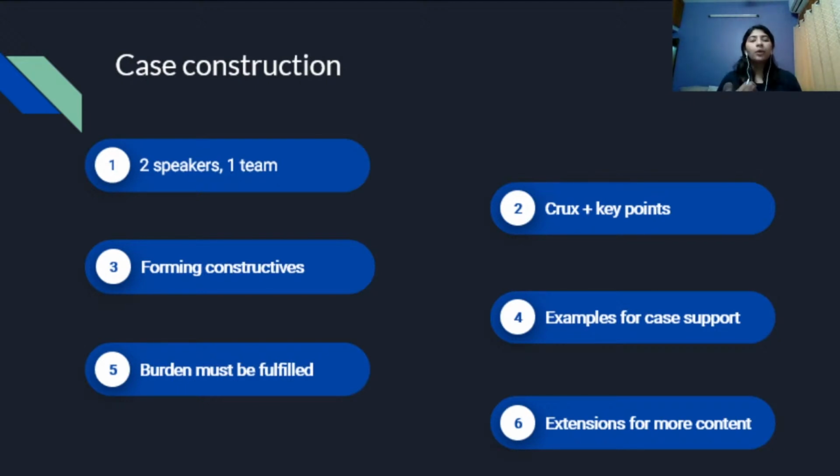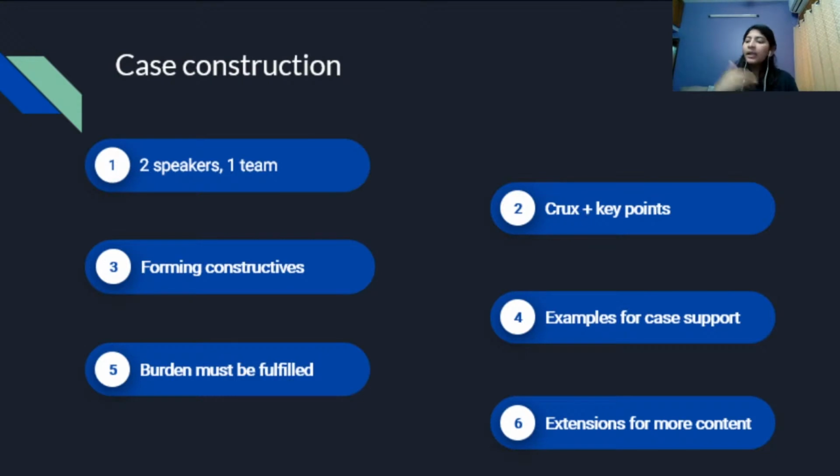Point two. Using the prep time, you have to find out the crux of the motion and the key points. So what exactly do I mean by crux? Crux is the most important part of the motion. The crux of the debate is what the whole debate revolves around. It affects everything that happens in the debate. And key points are the most valued points that, when analyzed and explained, will give you the most value out of it.